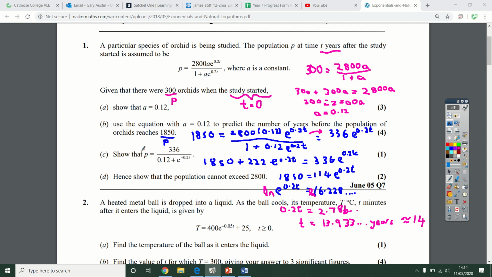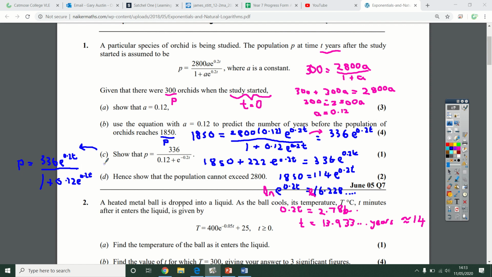Now I need to show that P equals this thing here. Well, let's write down where we got to with expressing P in terms of t. What is it initially? It's this thing here, 336 with an e on it over 1 plus a, which is 0.12, e to the 0.2t. Okay, so that's as far as we've got, but look at what it's supposed to look like.